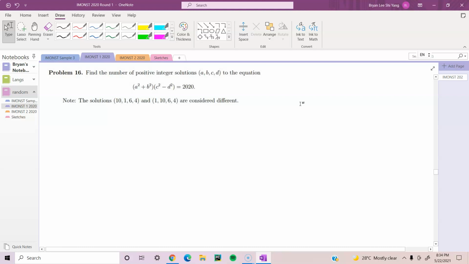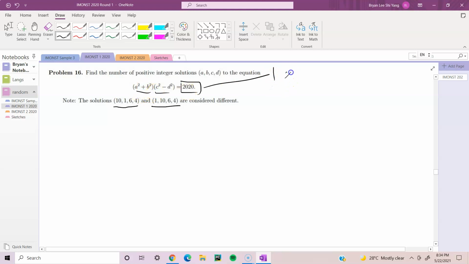Find the number of positive integer solutions a, b, c, d to the equation a squared plus b squared times c squared minus d squared equals 2020. And as you can see here, they have very kindly given one of these solutions. So one of the first things we have to do is break down 2020 into smaller parts. What we can do is break it down into pairs, because we have two terms over here.